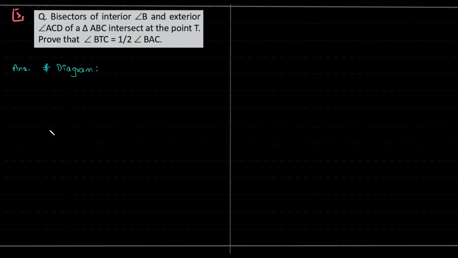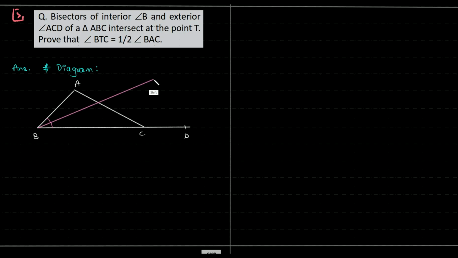So the very first thing is the diagram. I have the diagram over here. We have a triangle. We have the bisectors of interior angle B, and ACD is your exterior angle. So the interior bisector, that is the angular bisector, is what they're talking about. This is your bisector, which divides the angle into two equal halves. And then the exterior angle is also getting bisected by some line.